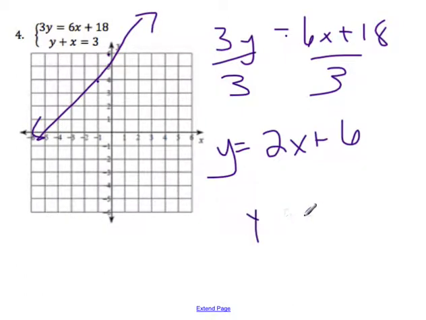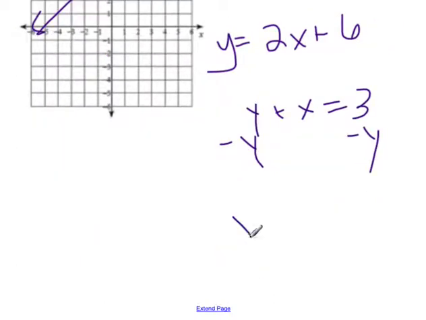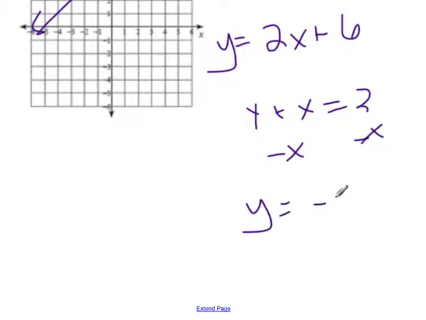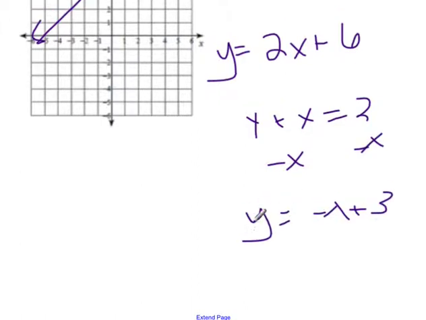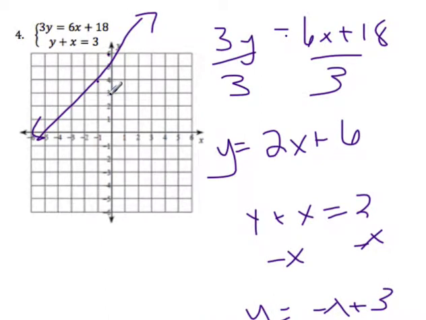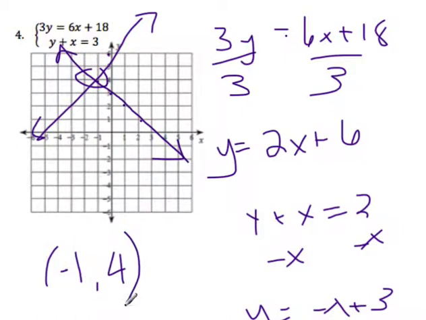Then we have y plus x is equal to 3. So I'm going to subtract x from both sides, and I get y is equal to -x plus 3. So I'm crossing the y-axis at 3, and then I'm going down 1, right 1, down 1, right 1, and crossing that. So then, I want to see what point that they are crossing at. Well, it looks like we're going left 1, so my x-coordinate is going to be -1. And then we're going up 4, which is a positive 4. So our solution then is -1, 4 for that one.